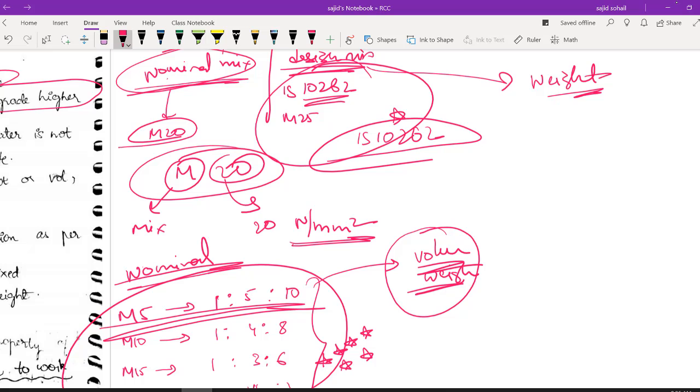Why? Because weight is constant. If you are taking 1 kg cement, it is 1 kg cement only. But this can have different volume, right? If you are compressing it a bit, your volume will be less.